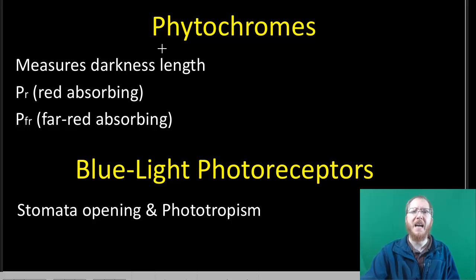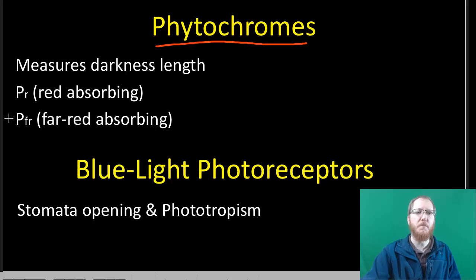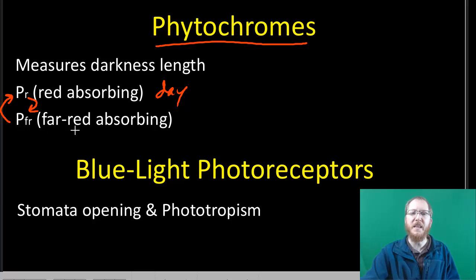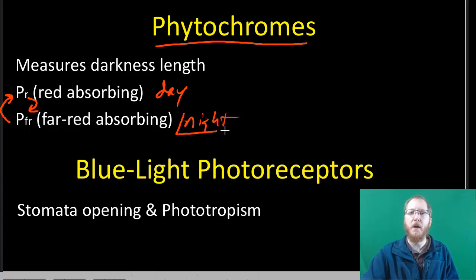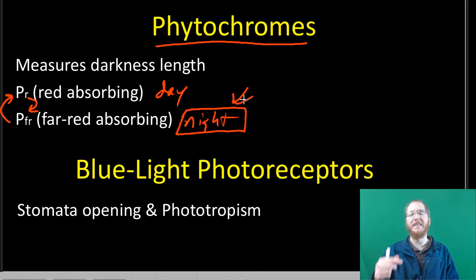Now phytochromes are the guys that detect kind of whether it's day or night. And they do this because they can switch between two forms, PR and PFR. Now PR is going to be formed when red light's present, which would be during the day. Whereas PFR is formed when far-red light is present, which would be during the night. So at nighttime, the PR gets converted to PFR. During the daytime, PFR gets converted to PR. And so plants are going to focus on measuring the amount of PFR mostly because they tend to focus more on how long is that night.